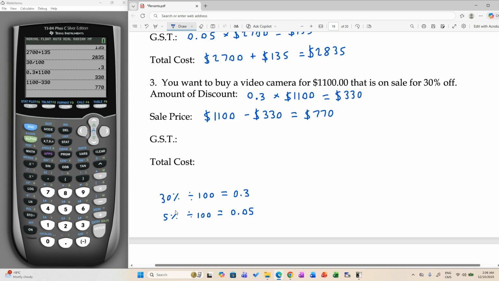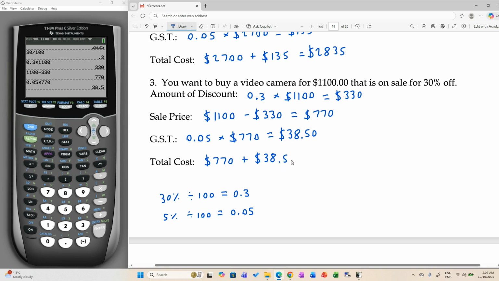Now I have to apply a 5% GST tax. So for GST, once again, 5% is actually 0.05 as a decimal. I'm going to multiply that by my sales price. Now let's see what I get. 0.05 times $770. I'm going to get $38.50.